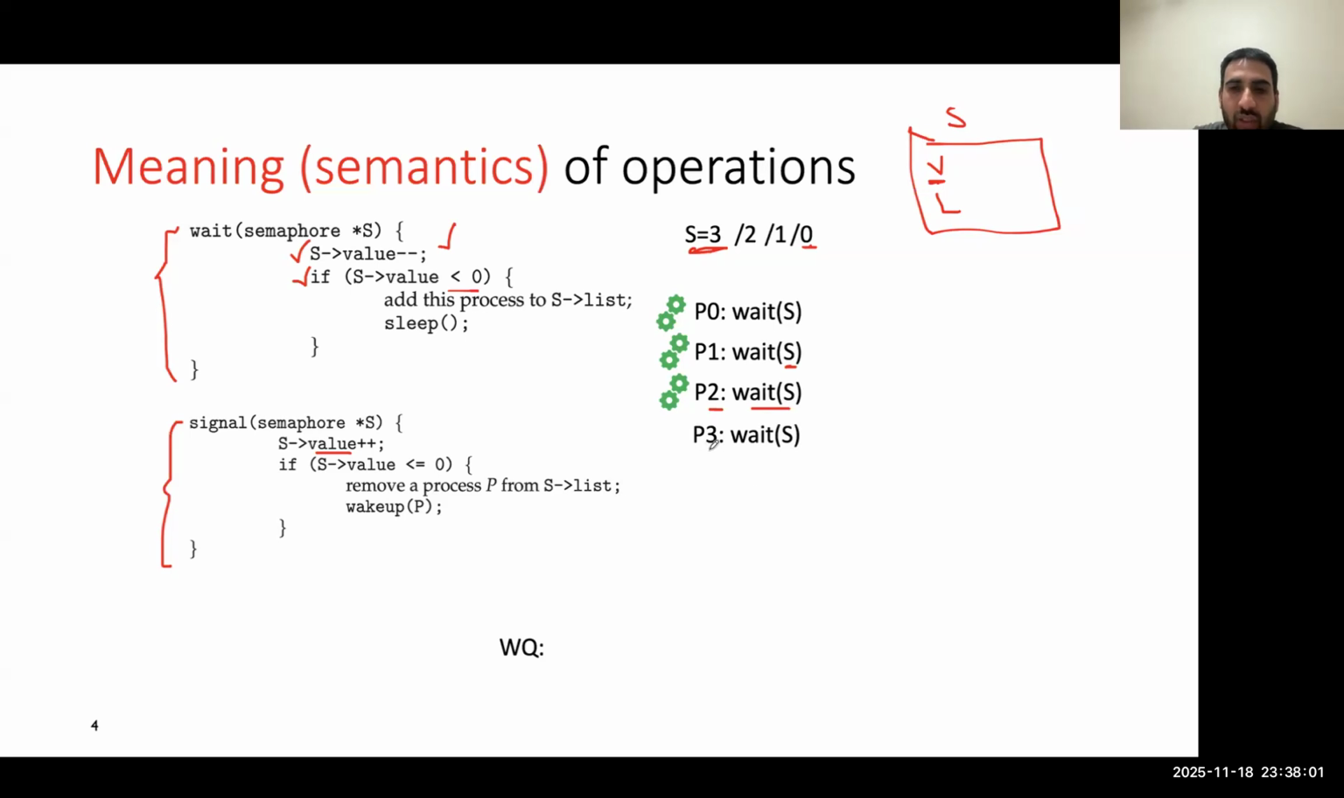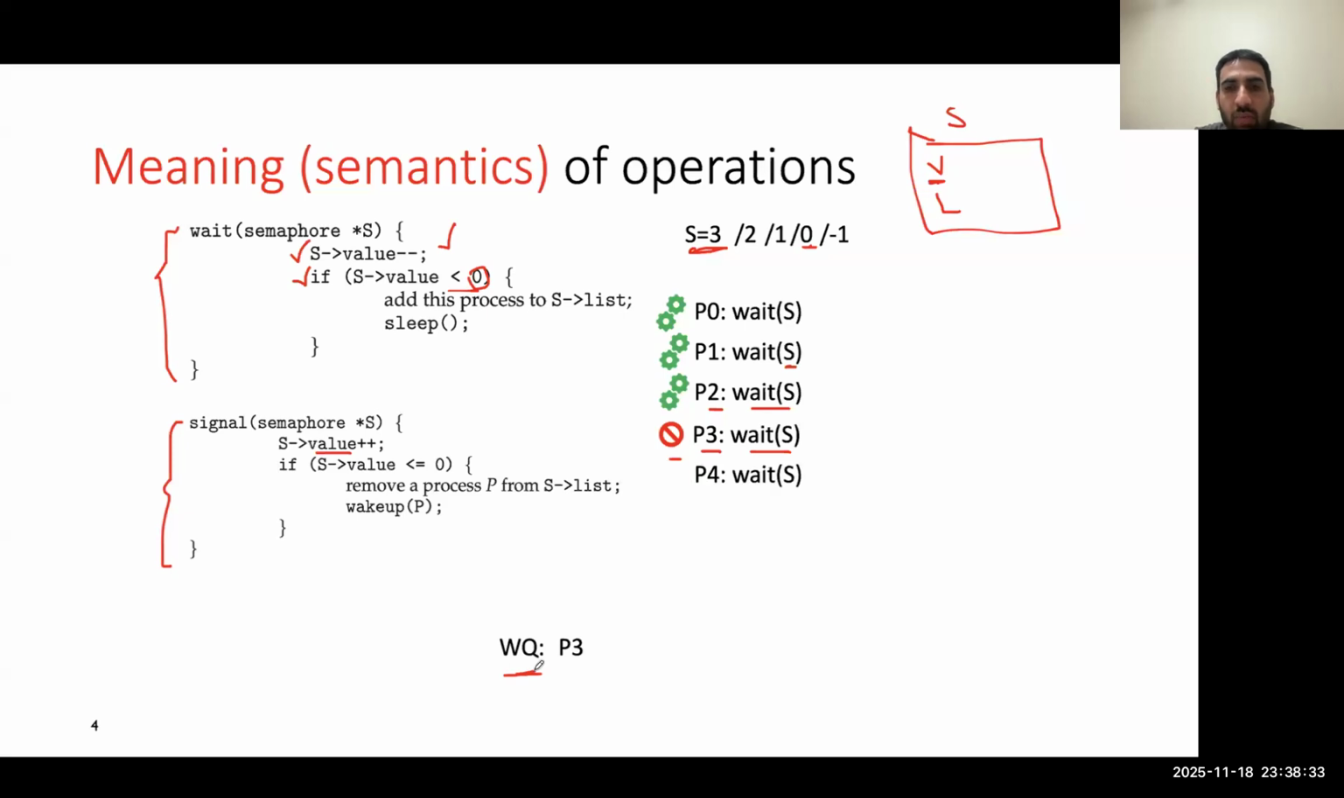Now let's say there is another process P3 which invokes wait on the same semaphore. This time again, S is decremented and it becomes -1. Now, since the value is less than 0, this process P3 will be blocked, which means that it will not be running anymore. It will be placed in the waiting queue or wait queue, right?